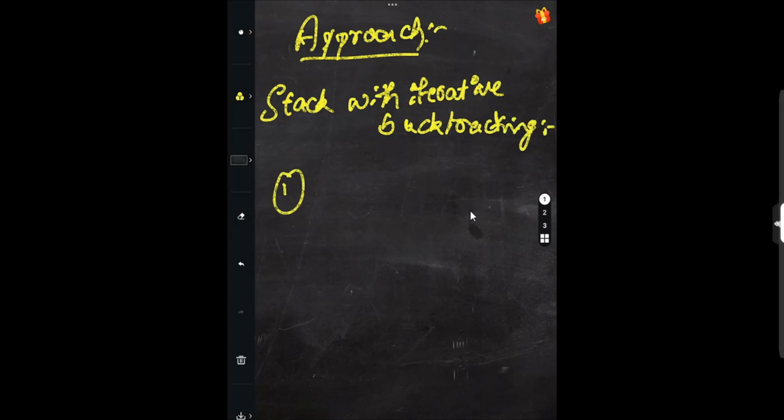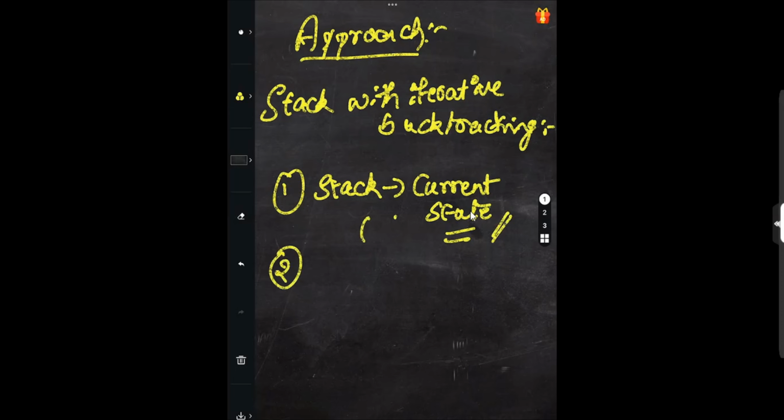Let's go with the initialization part. We will make use of the stack to track the current state of the string. When I say current state of the string, we'll track the number of open parentheses used and the number of closed parentheses used. For that, we'll make use of the stack to hold the number of opening parentheses and the number of closing parentheses.